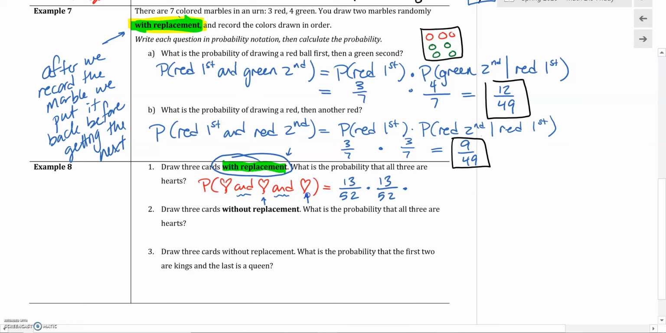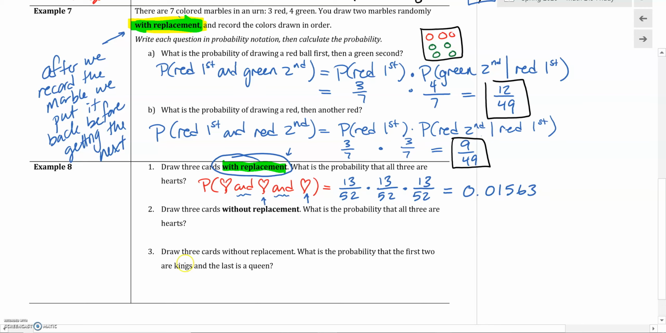And to get this last heart, again, I'm using replacement. So every time I pull out a card and look at it, I then put it back in the deck, shuffle it. So the chances of pulling out a heart there are, again, 13 out of 52. This should multiply out to 0.01562, or 3, depending on how we round.